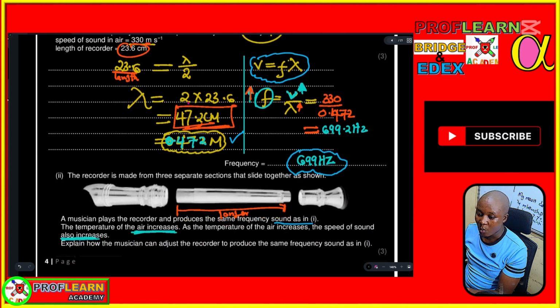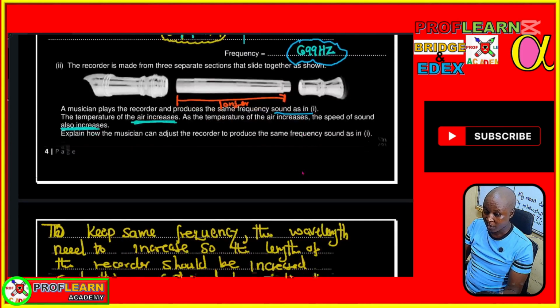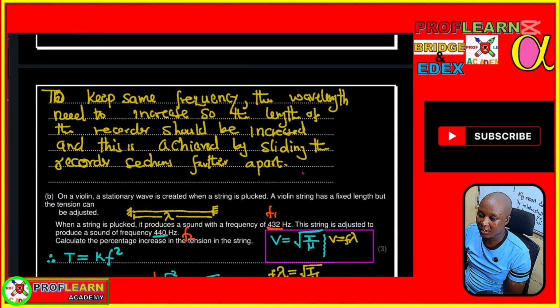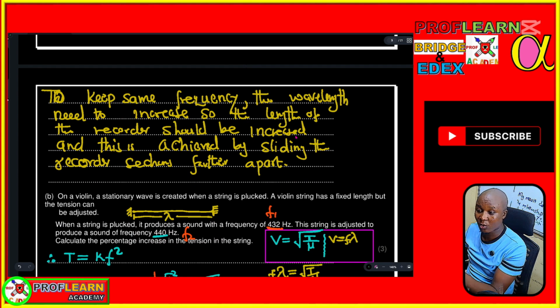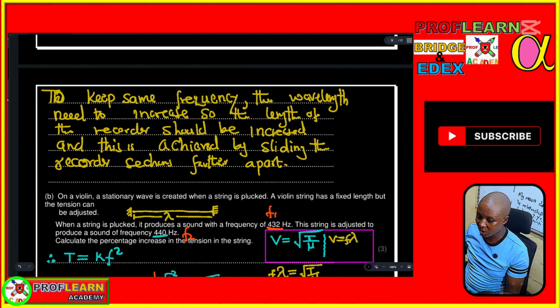So basically, what the musician needs to do is to pull these parts apart, so that you increase the length of the tube where the sound is going to be produced. So the way I responded to this, I said to keep the same frequency, the wavelength needs to increase, so the length of the recorder should be increased. This is achieved by sliding the recorder sections further apart, so that we have a bit longer sections.